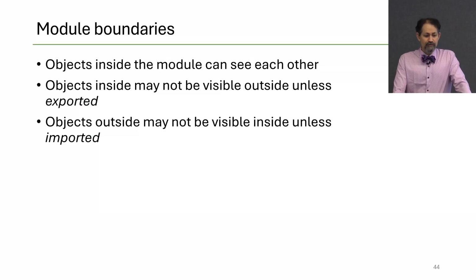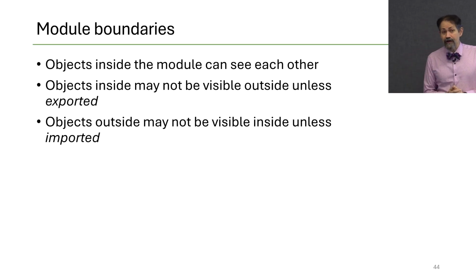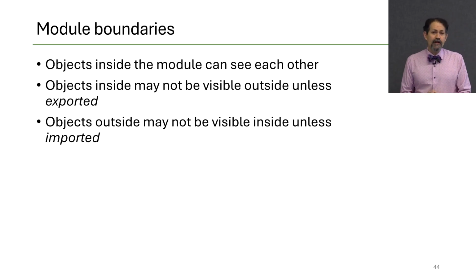Let's look into modules in more depth. Module boundaries are important because they distinguish the inside of the module from the outside. Objects inside the module can see each other, and for example, functions inside the module can call each other or they can access data that's declared inside the module. On the other hand, objects inside the module may not be visible outside unless they are exported from the module. Similarly, objects outside the module might not be visible within the module unless they're imported.